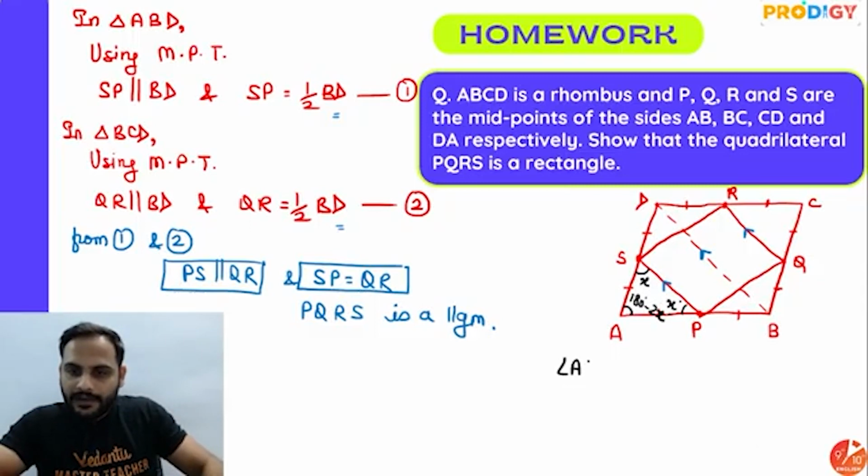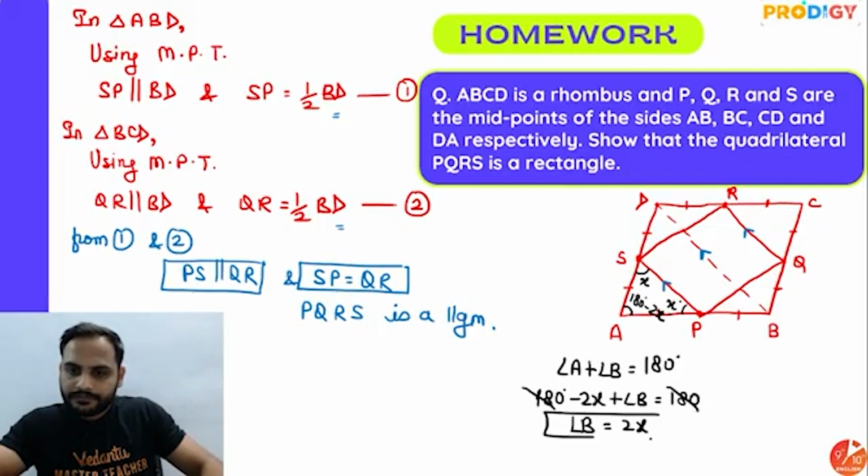Now I know that adjacent angles of a rhombus are supplementary. So angle A, 180 minus 2x, plus angle B is equal to 180. You'll get angle B is equal to 2x.